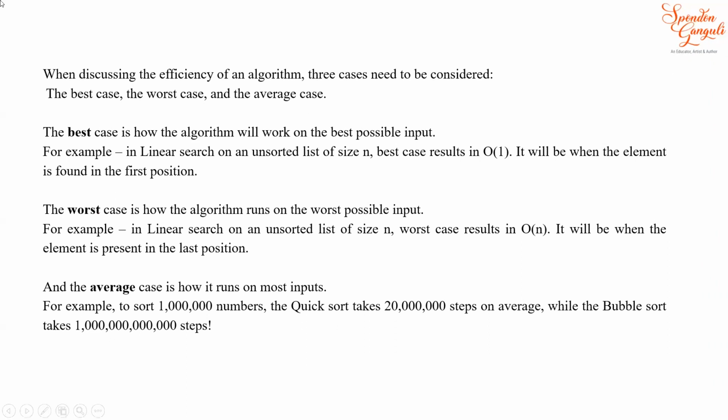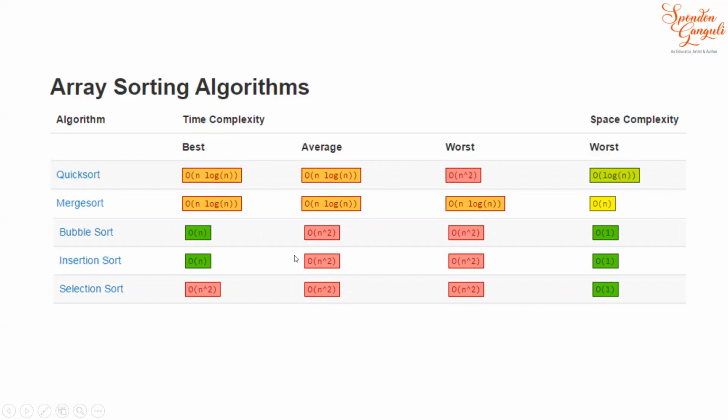For example, to sort 10 lakh numbers, quick sort takes 20 lakh steps on average, while bubble sort will take more than that. So we can consider which will be the average case. Now here are some examples given, that is array sorting algorithms. From this table, you can see the best case, average case, worst case of time complexity, and space complexity remains the same, the worst case.